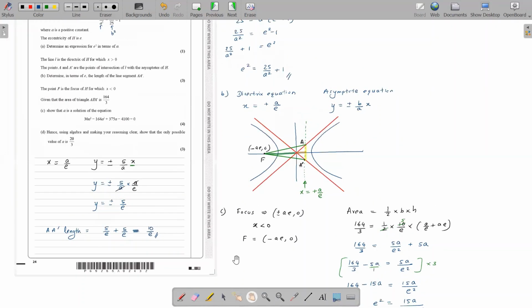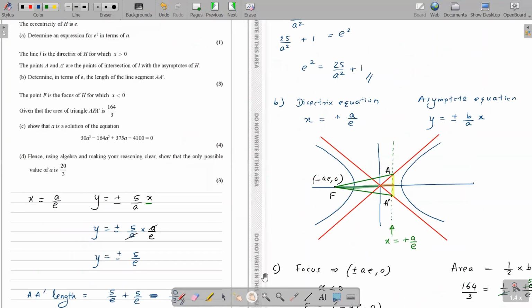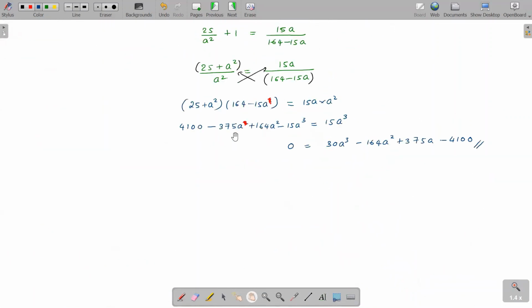Is that clear? Then the last part they say, hence using algebra and making your reasoning clear, show that the only possible value of A is 20 over 3. Okay, so you have to show that the only possible value of A is 20 over 3, which means they have given you one solution. Now it's a cubic equation, so you need to factorize. If the answer for A is 20 over 3, what's the factor? You get the factor 3A minus 20. So your factor is 3A minus 20.